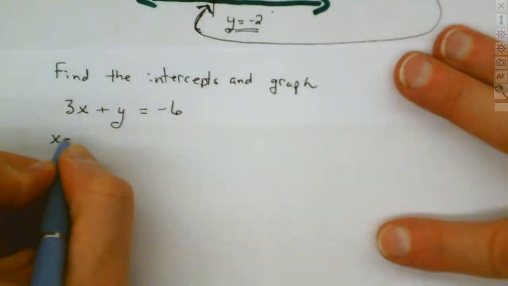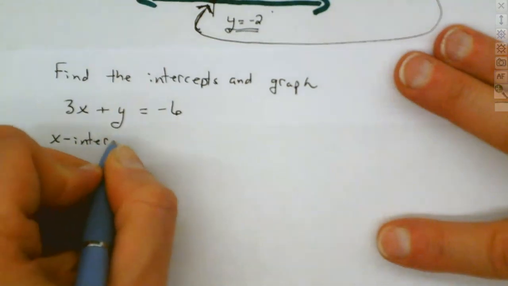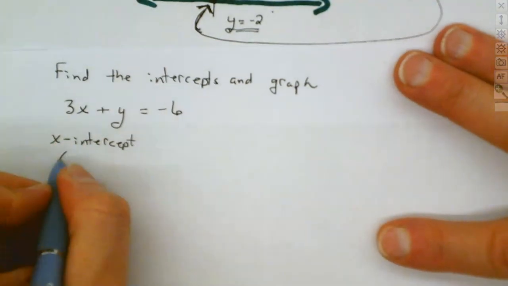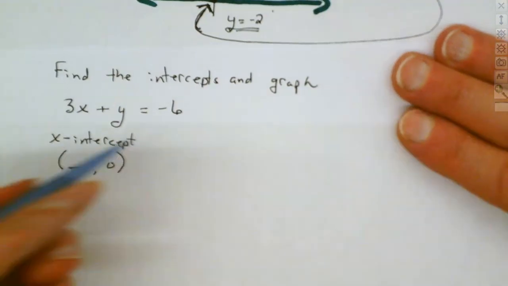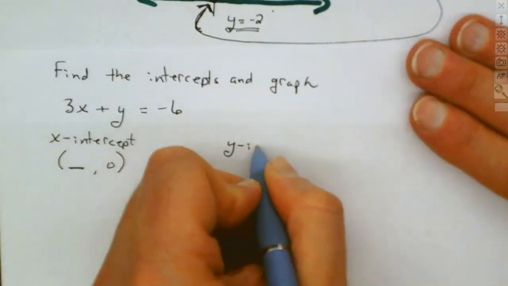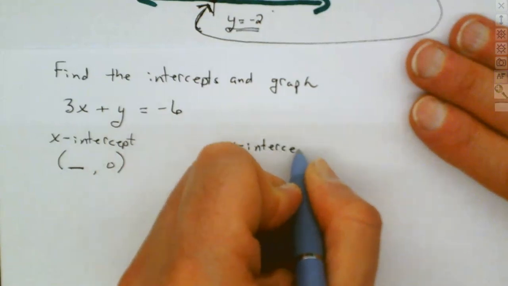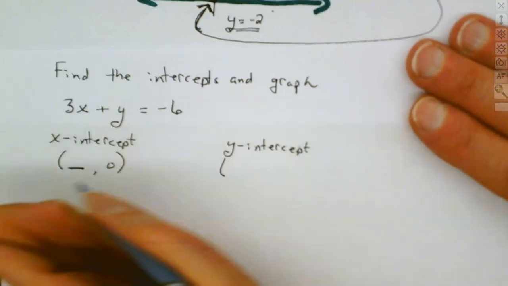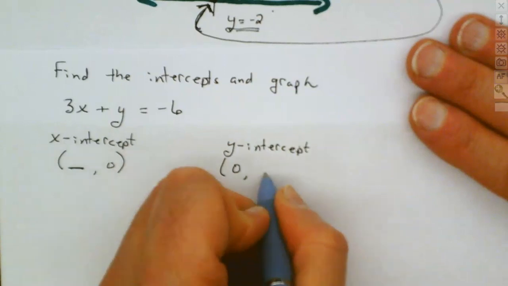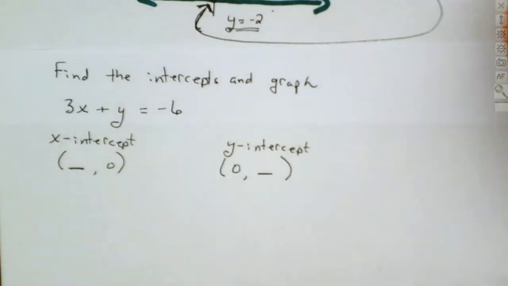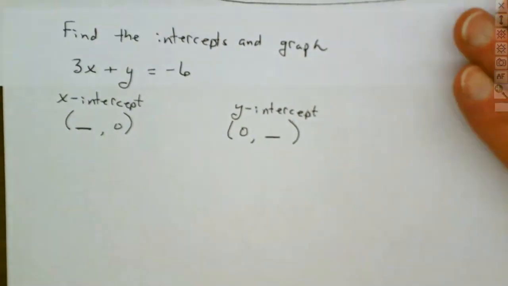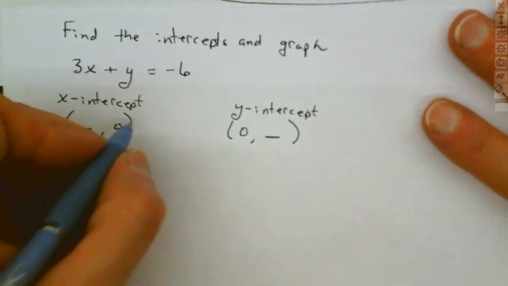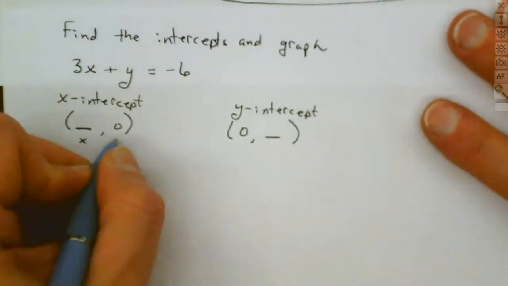Now for the x-intercept, we're going to be finding the x value. So that's going to be blank, comma, 0. For the y-intercept, that one's going to be 0, comma, blank. And we need to fill in the blanks. How do we do that? Remember, this is your x and this is your y.